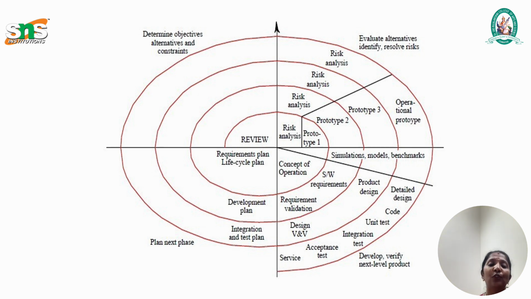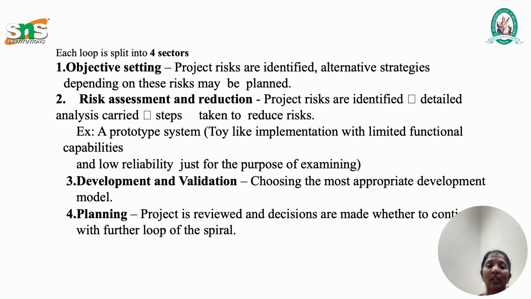In this, each loop is divided into 4 parts. One is the objectives and alternatives we are considering, that is the first phase. In the second phase, we evaluate and look for any alternative way to resolve the risk. In the third stage, we develop and verify the product for the next phase. The fourth is to plan for the future, that means the next planning phase. These are the 4 ways we divide it. Each loop is divided into 4 sectors.